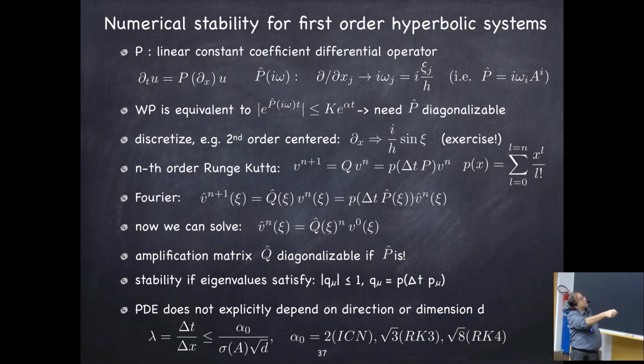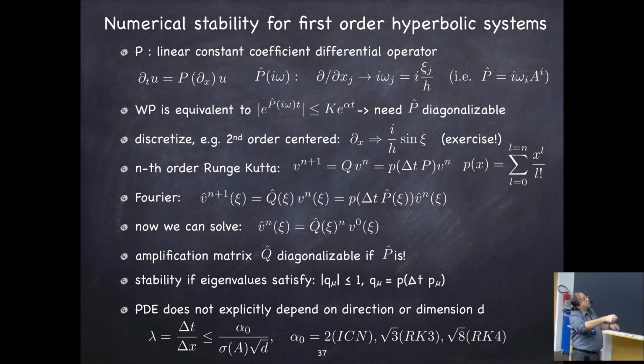So this is the space discretization in Fourier space. Now we add our time integrator, let's say nth order Runge-Kutta. So now we write our time update: the discrete solution V at time step n plus 1 is some operator, some matrix, which operates on the solution V at time step n.